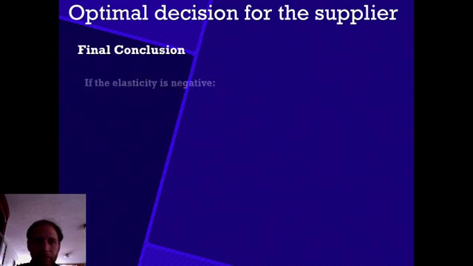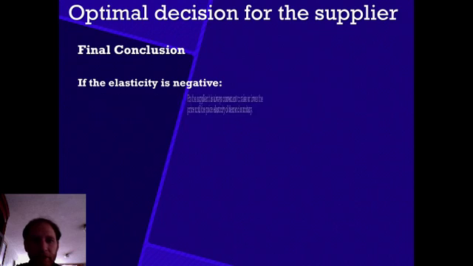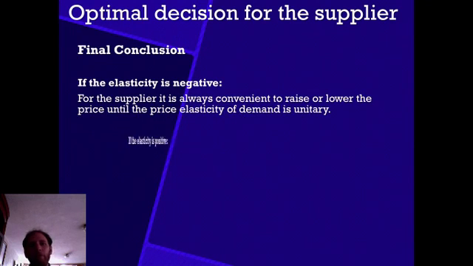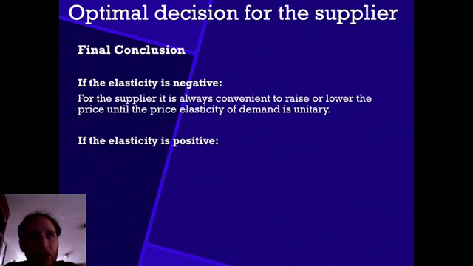So, as a conclusion, if the elasticity is negative, for the supplier it would always be convenient to raise or lower the price until you get to that unitary elasticity of demand. If you are in an elastic demand, you will lower the price. If you are in an inelastic demand, you will increase the price, until you reach the unitary demand, right? Because in the unitary demand, you won't move anymore. You are in the optimal pricing decision. You are in the optimal price. You cannot move anymore. Okay.